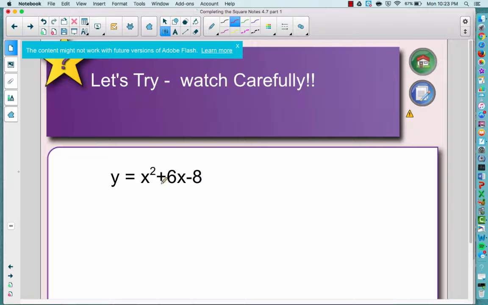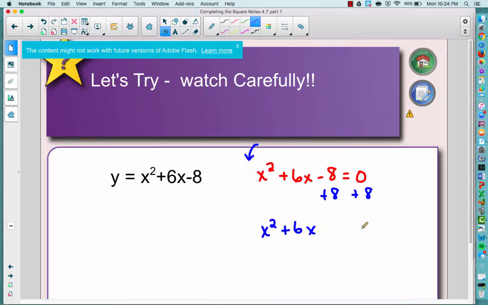So the first thing we do is set y equal to 0 if it isn't already. And I always put the 0 on the right side. So I'm going to do x squared plus 6x minus 8 equals 0. All right. Then I get it complete the square ready after checking to make sure my coefficient is 1. So I'm going to add 8 to both sides, and I get x squared plus 6x, leave room, equals 8.